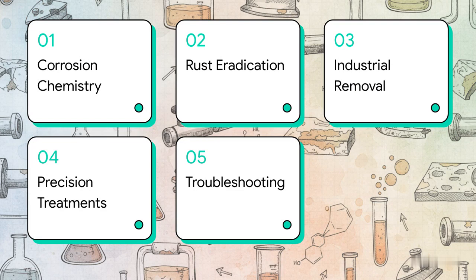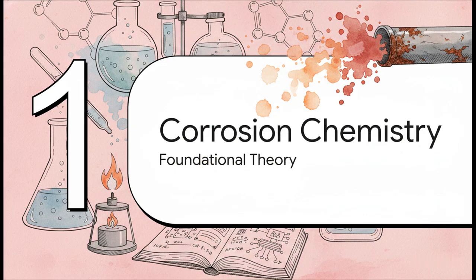Here is our roadmap for the session. We'll cover 1. The chemistry of corrosion, 2. Mechanisms of rust eradication, 3. Industrial-scale rust removal, 4. Precision treatments for delicates, and finally, 5. Troubleshooting and professional prevention. Let's start with Section 1, the chemistry of corrosion. We have to build our scientific foundation first.